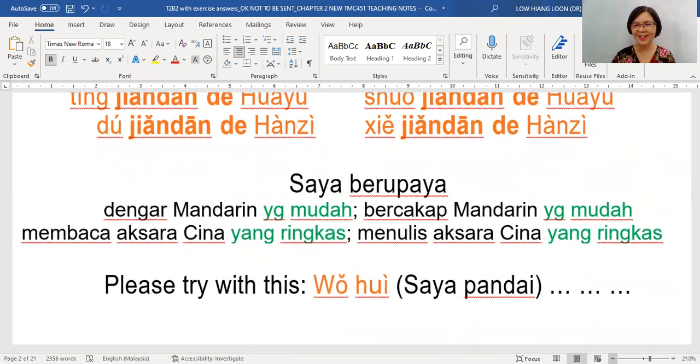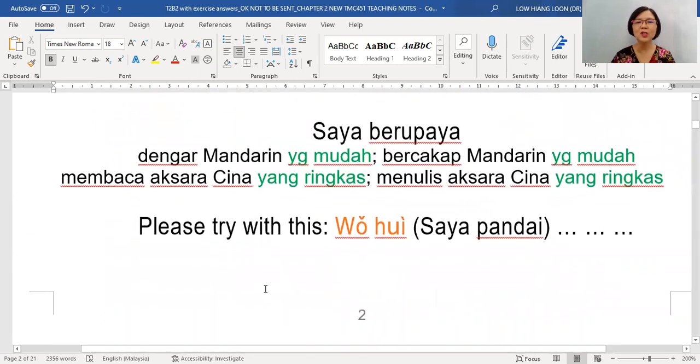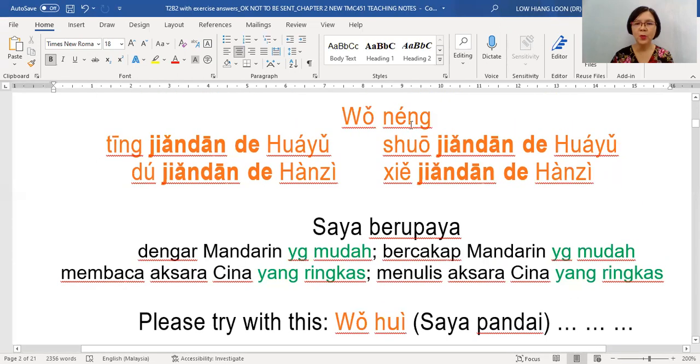Okay. 好的。Suddenly, there's another boy coming to help you. So student, just now we used English to explain simple Mandarin, simple Chinese characters. But in Malay, we'll use Mandarin yang mudah, Aksara Cina yang ringkas, also means simple type. And actually, you can also add this 我会, instead of 我能. 我会 means saya pandai. 我会听简单的华语, and so on.